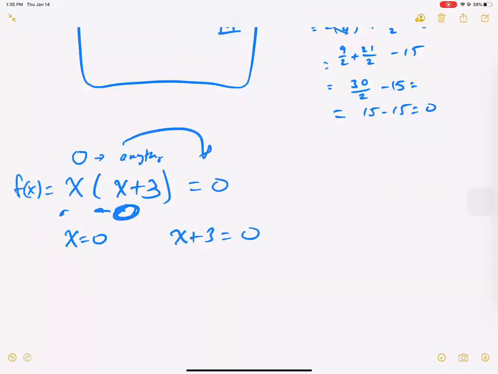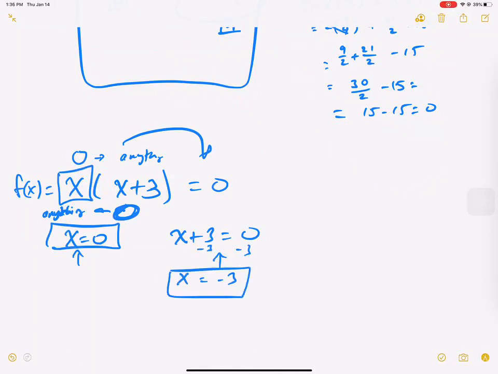Anything times 0 would also be 0. So we can separate them and say x goes to 0 and x plus 3 goes to 0. Now what happens once we do this a couple times, you realize if you see x by itself, that's always a freebie 0. Hey, freebie 0, thank you very much, I'll take freebies. And on the right side, if I subtract 3 from both sides, negative 3. Now, we can see here that we have 2 answers. And that's all they want for IXL, is just to identify what the zeros would be. And you could probably be done with this in like 5 minutes.